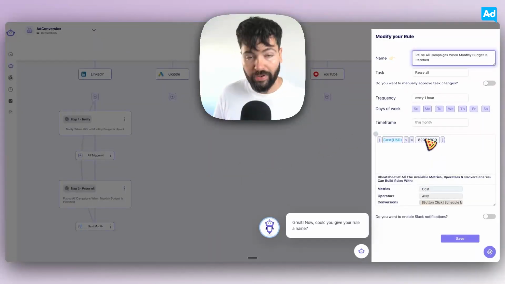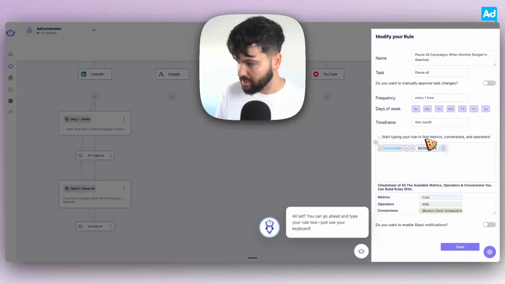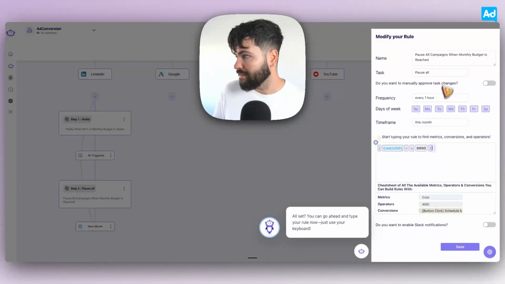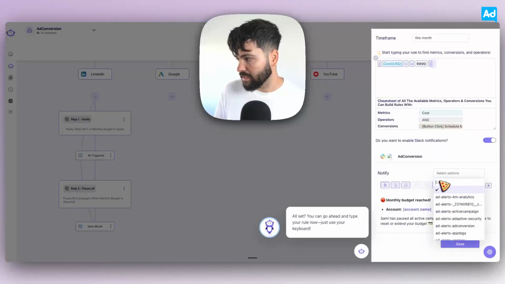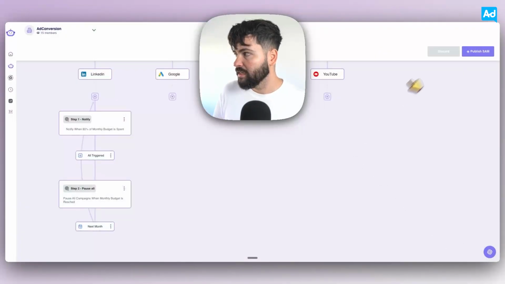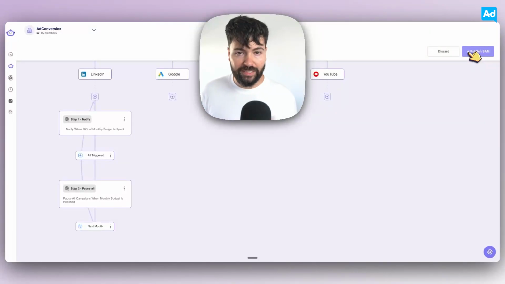So if I want to make sure I do not exceed $10,000, just to be safe that I don't overspend, I'm going to put like 9,990 just to give me a little bit of wiggle room. And that is it. We will enable Slack notifications. Again, choose our channel and we will go ahead and save this. And then I would just go ahead and publish this. And that is it. We've got this first SAM created.